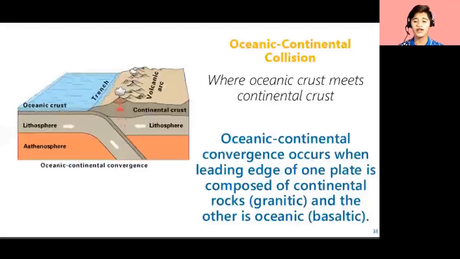Next is the oceanic-continental collision, where oceanic crust meets continental crust. Oceanic-continental convergence occurs when the leading edge of one plate is composed of continental crust that is granitic and the other is oceanic that is basaltic. The denser oceanic plate dives beneath and subducts the lower density continental plate. Lower density granitic rocks tend to float in the asthenosphere, which is the upper portion of the mantle.